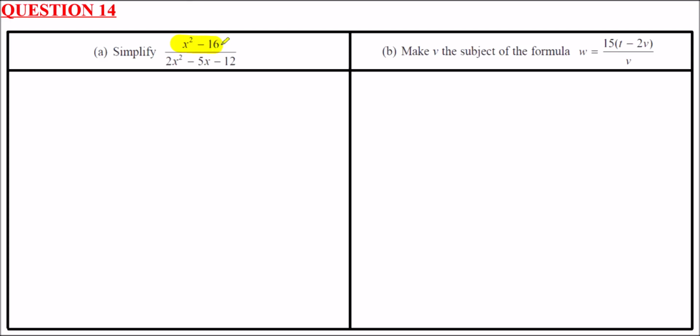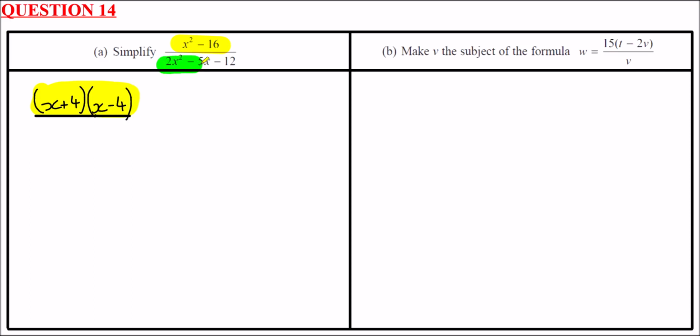So first of all, let's look at x squared minus 16. Will that factorise? Well, yes it will. This here is a difference of 2 squares. So the square root of x squared is x. The square root of 16 is 4. So in one bracket we have x plus 4. In the second bracket we have x minus 4. That's how that one's factorised.